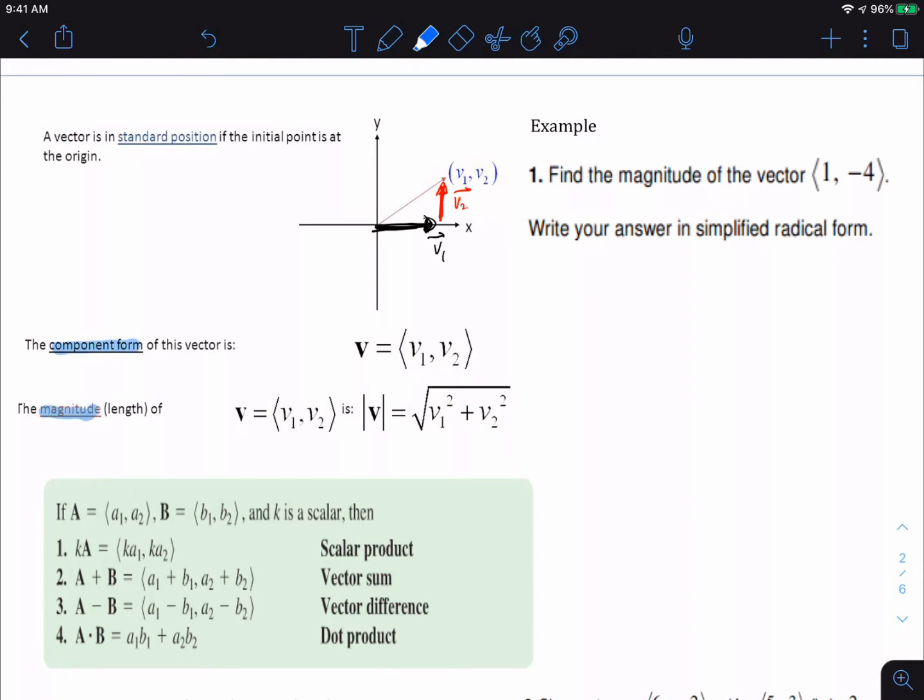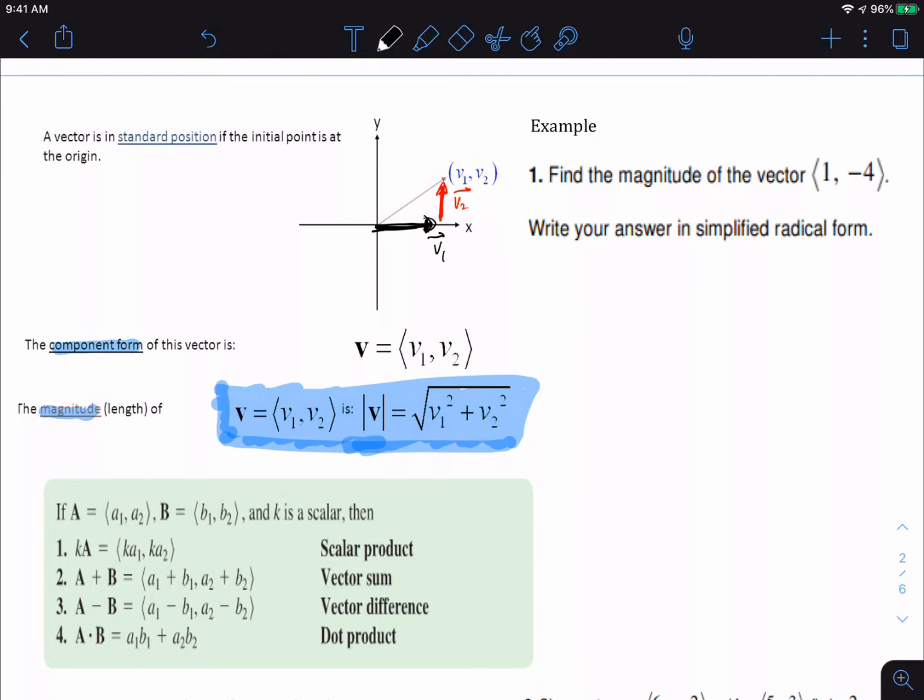Now to get the magnitude, this is a formula that you guys should know. I'd write it down, memorize it. The magnitude is going to be, I typically put 2 lines down just for magnitude. I like it better. But the magnitude is going to just be the square root of vector 1 squared plus vector 2 squared. Okay? So let's do some examples of that.